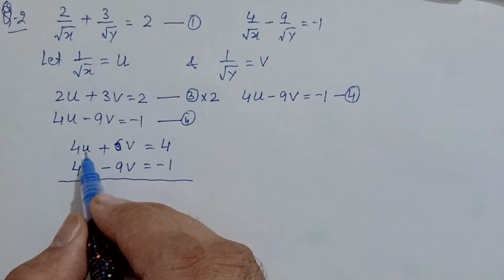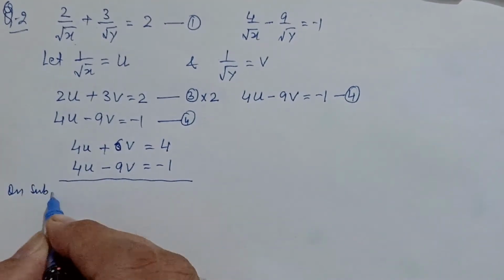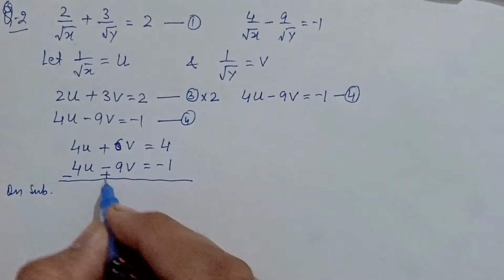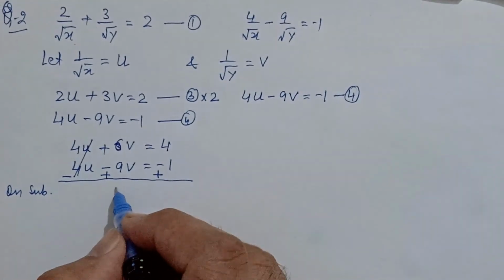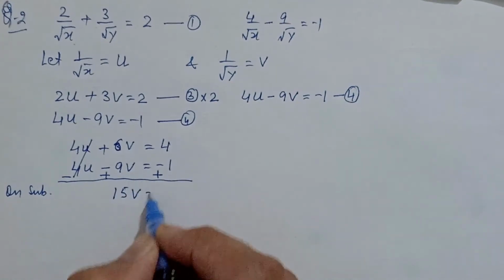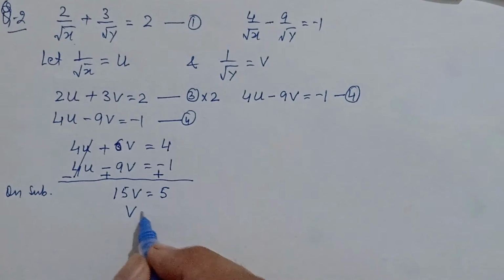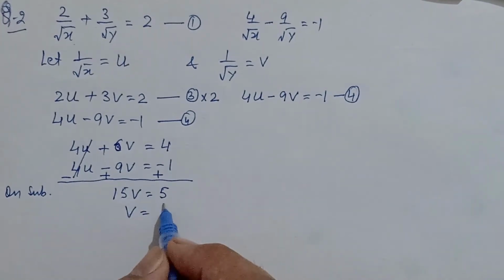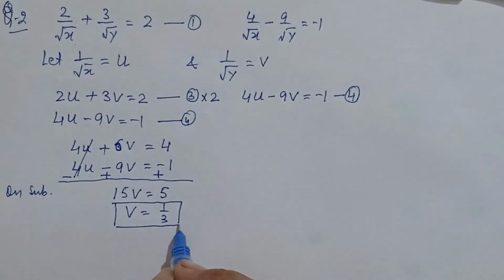Again the coefficient of u is positive. So on subtracting, change the sign. 4u gets cancelled. 9 plus 6 is 15v is equal to 4 plus 1 is 5. So we get the value of v. v becomes 5 upon 15, which means 1 upon 3. So the value of v is equal to 1 upon 3.